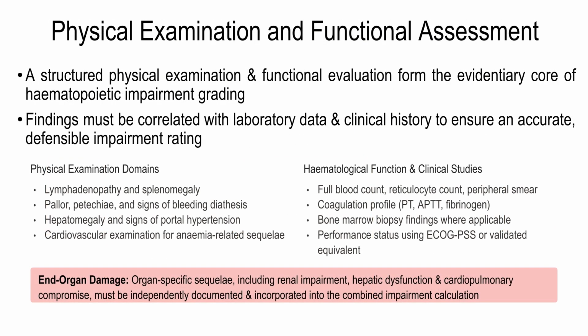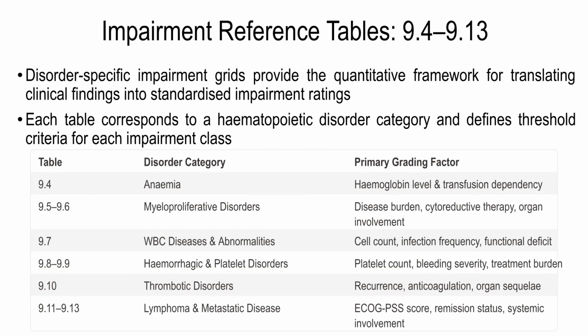A structured physical exam and functional evaluation are the core of impairment grading. Findings must correlate with laboratory data and clinical history. End organ damage must be independently documented and factored into the combined impairment calculation.